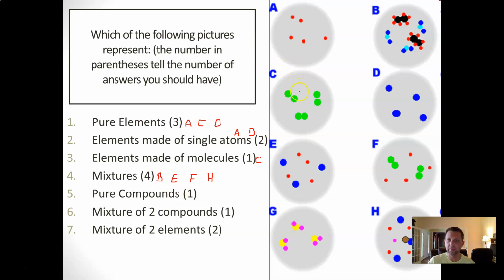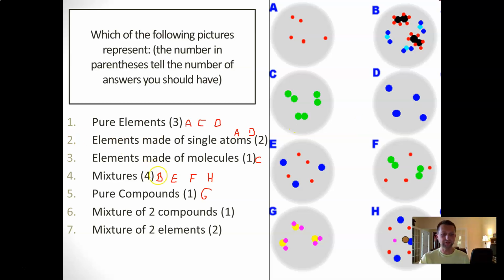Number 5, pure compound. Well, it can't be A, C, or D. Can't be B, E, F, or H. So we're left with G. That one. You have one type of molecule here, and that molecule is a compound. This looks like water here. A mixture of two compounds. There's only one of those.